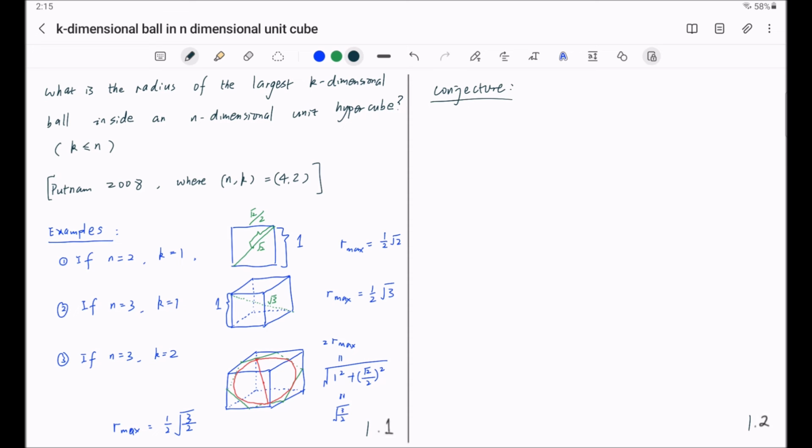And now, based on what we have obtained here, we can make a conjecture. The conjecture is that for general k and n, with k less than or equal to n, we have this R max equal to half of square root of n over k. Next, we're going to show that this is indeed the radius of the largest k-dimensional ball inside an n-dimensional hypercube.